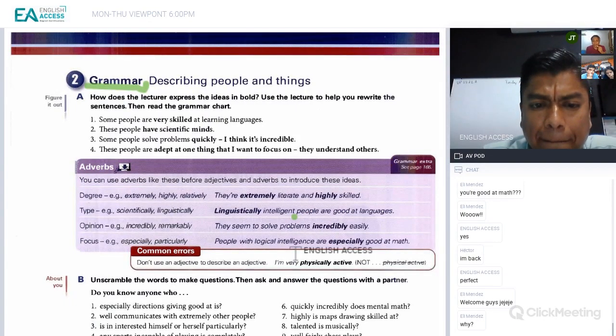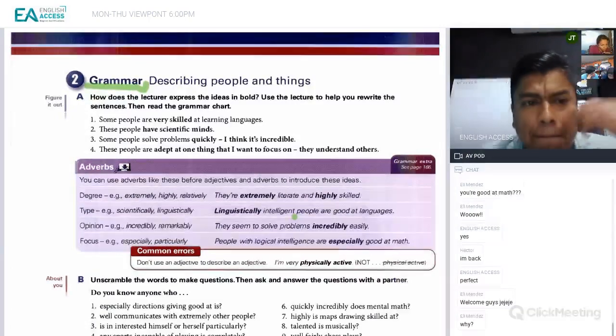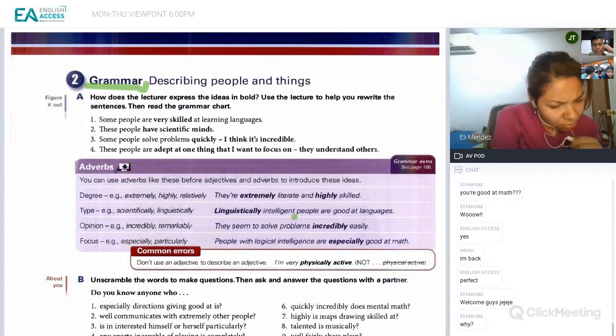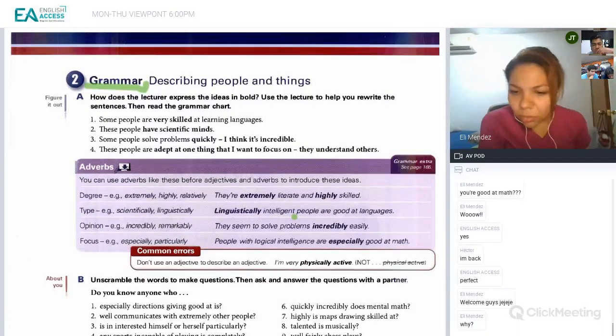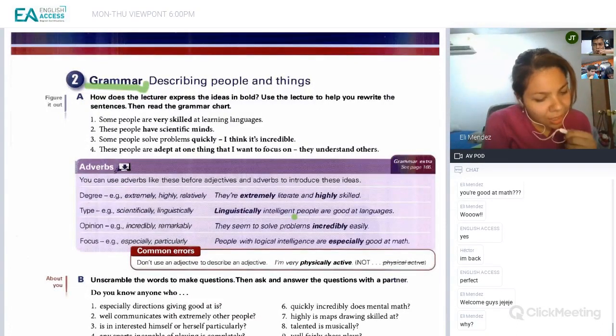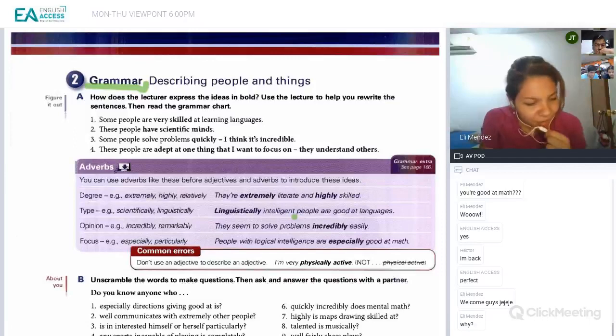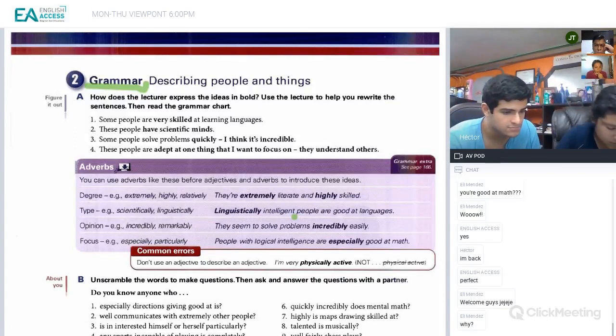These people have scientific minds. These people are scientifically minded. Yes, scientifically minded. Number 3.